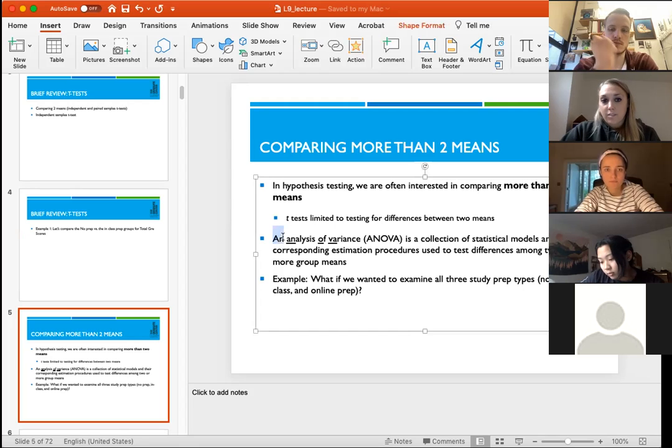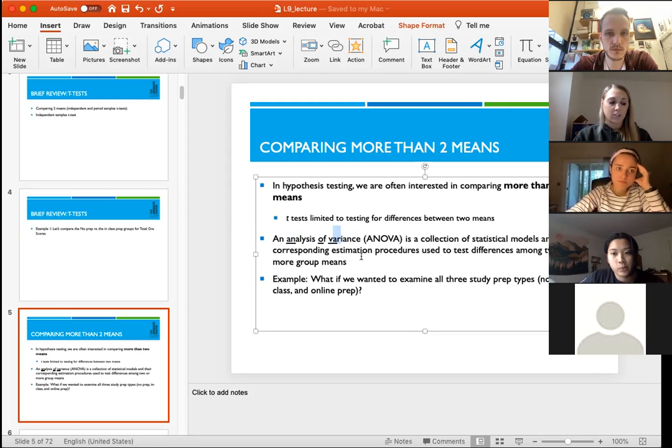ANOVA stands for analysis of variance: the AN, the O, and then the VA. So if you see ANOVA, that's what it is abbreviated for. ANOVA actually stands for a collection of analyses. We're only going to be talking about one of those today. The following lectures will talk about factorial ANOVA as well, and then the next one we'll talk about repeated measures ANOVA.